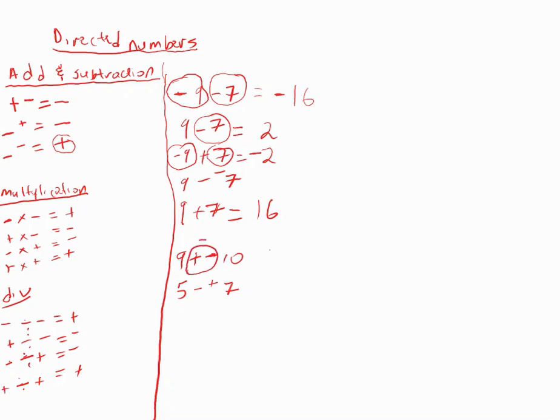So you have 9 minus 10. So this means you have 9 rand and you owe 10 rand. That means you are still going to be owing 1 rand. Let's come to this one.